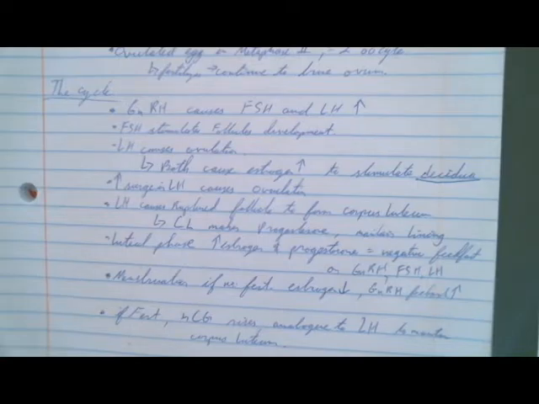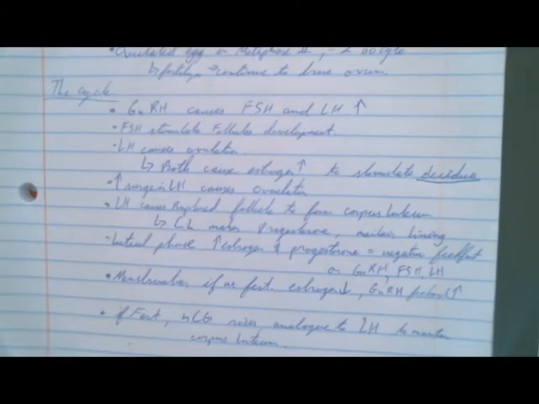And finally, menopause occurs when the ovaries stop producing estrogen and progesterone, which causes follicle stimulating hormone and luteinizing hormone to rise due to there not being any negative feedback.